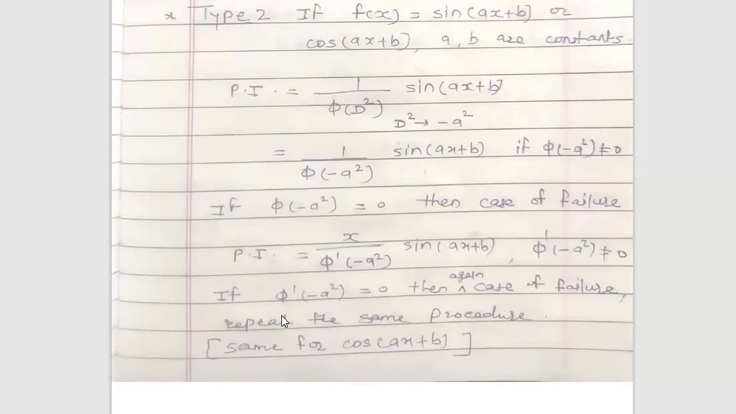And the same result formulas are there for cos function also, cos of (ax plus b). In cos function also, we have to replace the terms of D square by minus a square. And in the same way, you find the PI for cos function.